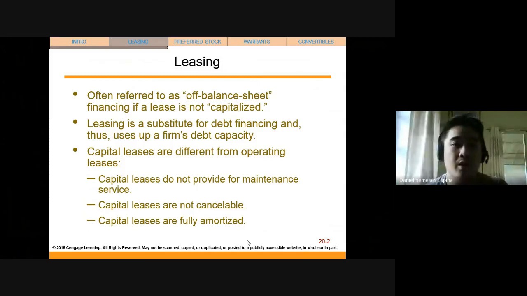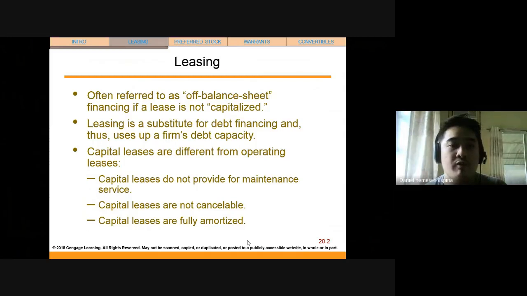So other businesses prefer leasing because they cannot put it as an asset. Okay? So it may not be recorded as an asset and then there is no liability involved. Okay? Of course if there is a liability, the debt ratio of the business will be affected.